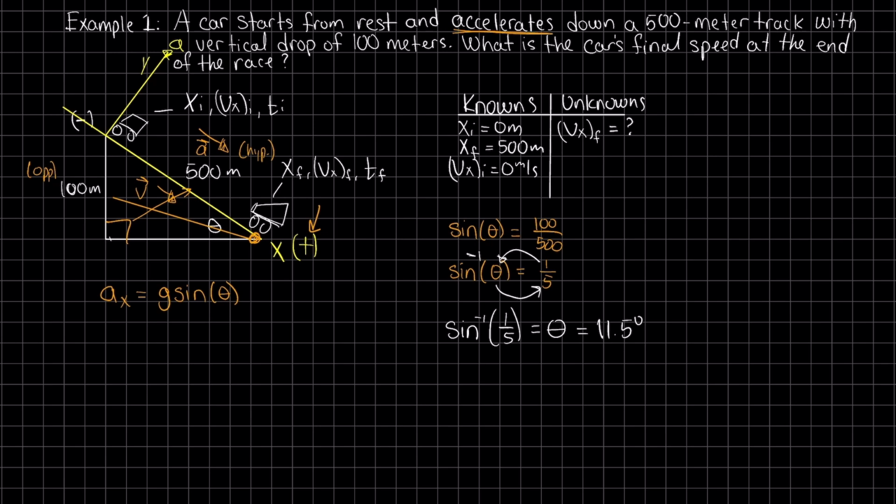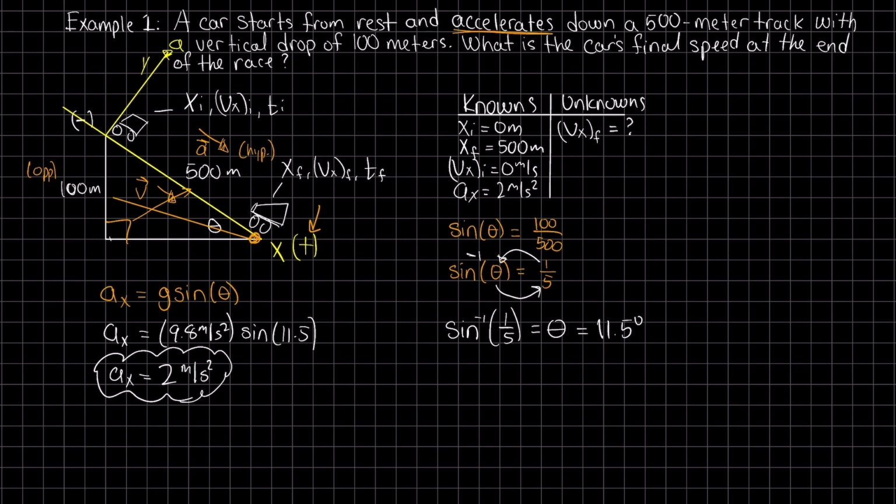Now that I know that angle measure, I can figure out what my acceleration is. This is 9.8 meters per second squared times the sine of 11.5. Therefore, my acceleration is going to be 2 meters per second squared. Now that I know what my acceleration is, I can figure out what my final velocity at the end is.